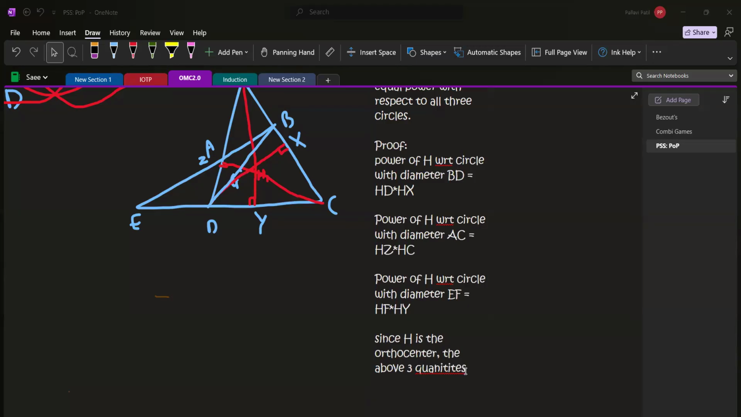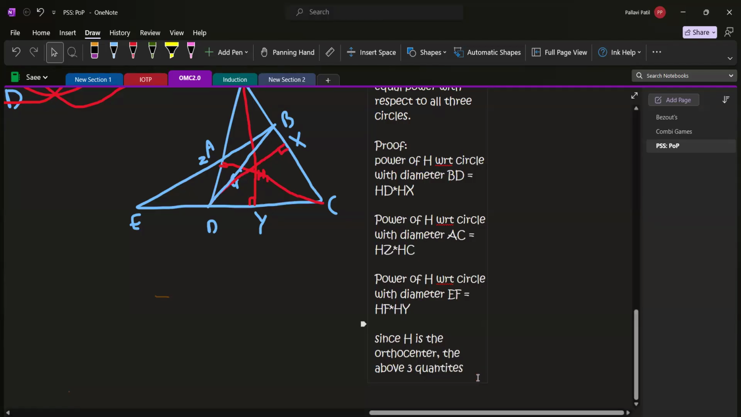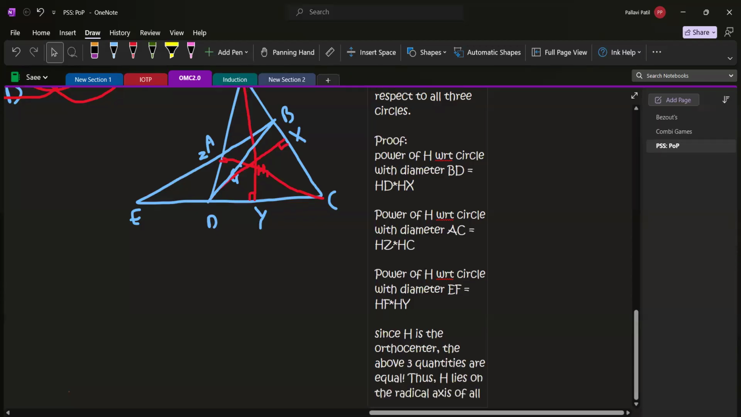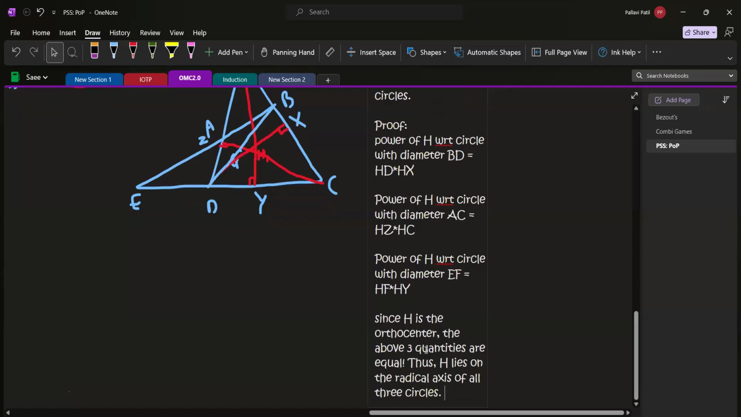Center, the above three quantities are equal, and so we know, and thus H lies on the radical axis of all three circles. I hope this is clear so far.